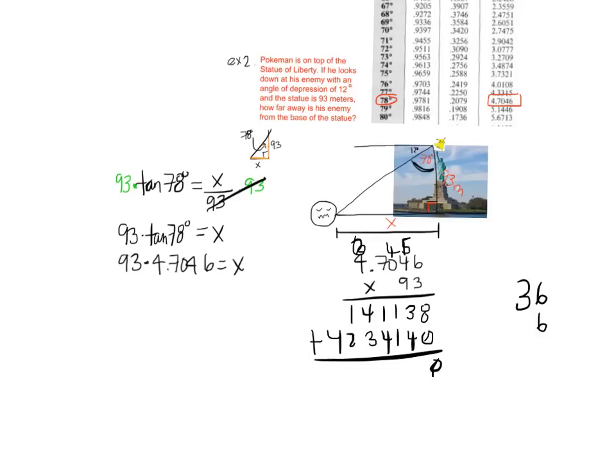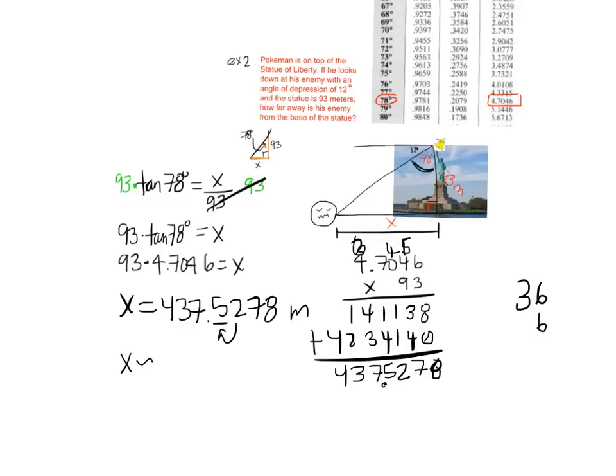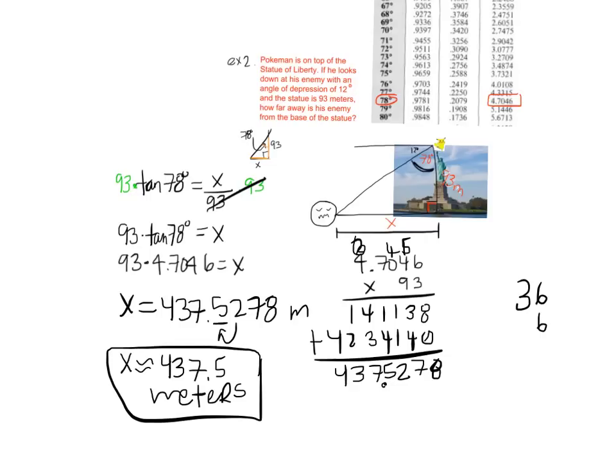Okay, I add my values. I have an 8, a 7, a 2, 5, a 7, a 3, and a 4. With 4 decimal places, that means x is 437.5278 meters. But I said to round to the tenth for all of these problems, so that means x is approximately 437.5 meters. That's how far away the enemy is.